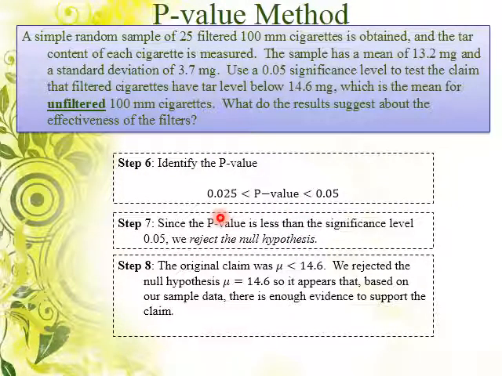And since the original claim was that our mean was less than 14.6, and we rejected the null hypothesis that the mean equaled 14.6, it appears that we have enough evidence to support the claim that the mean tar content in the filtered cigarettes is less than the mean tar content in unfiltered cigarettes. So as far as what this suggests about the effectiveness of the filters, it appears the filters are indeed effective in reducing the amount of tar content.